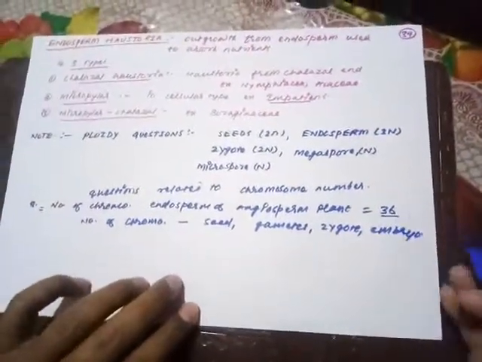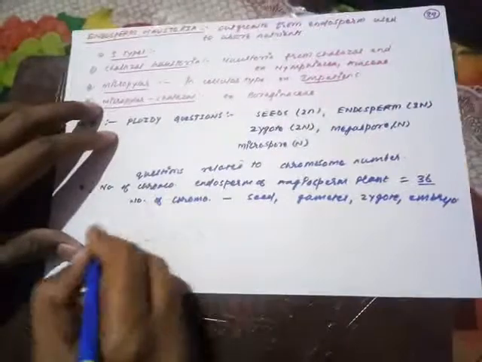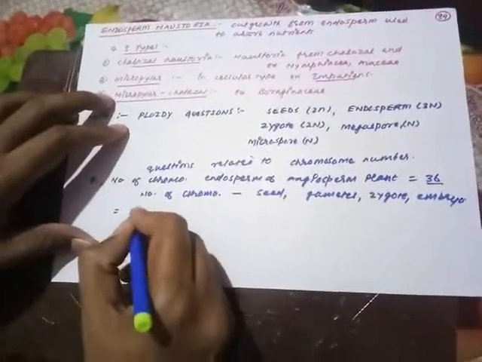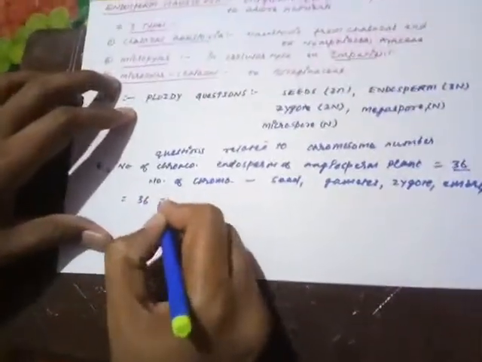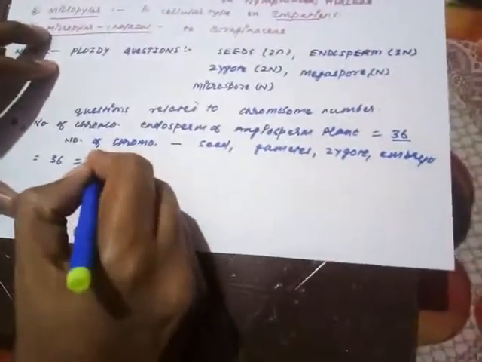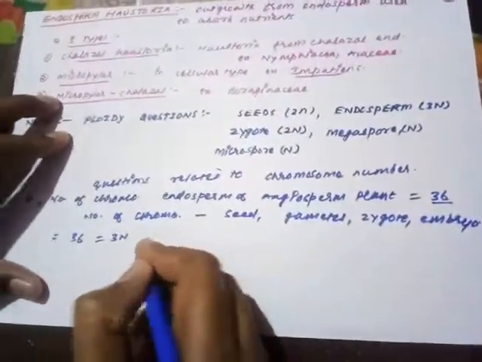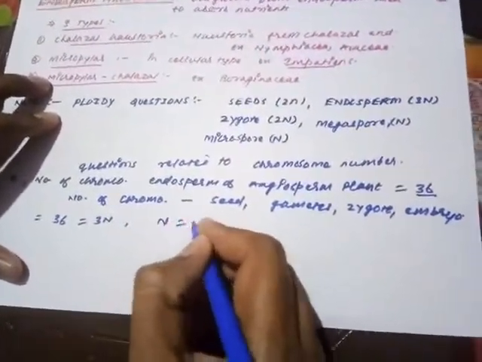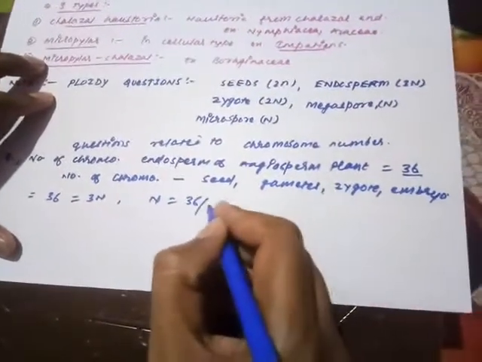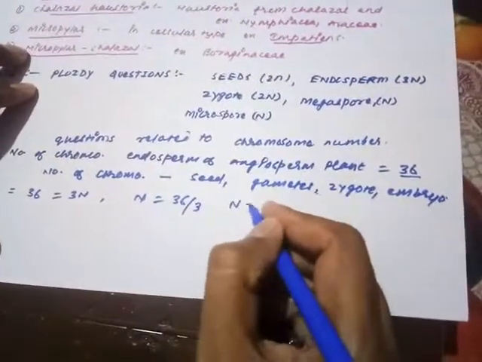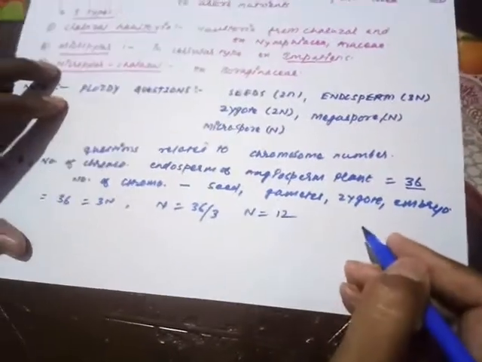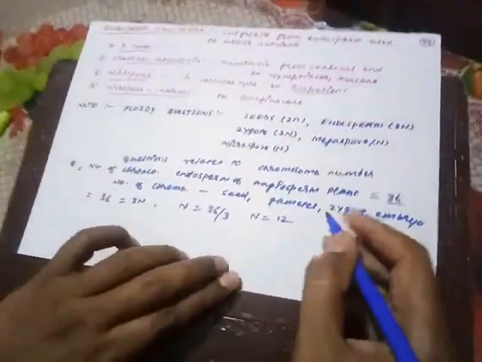So here, if it is 36, what will be the answer? You just find the 36 in the endosperm. Endosperm is triploid in nature, so n is equal to 36 divided by 3. So what is the haploid number of chromosomes? That is 12. Now you have an easy answer.